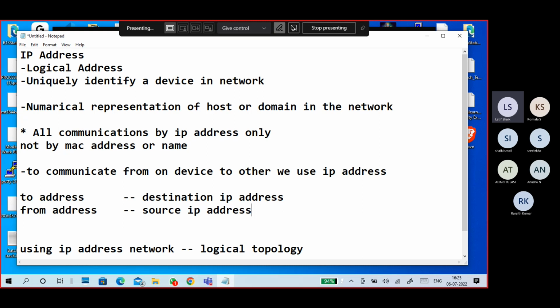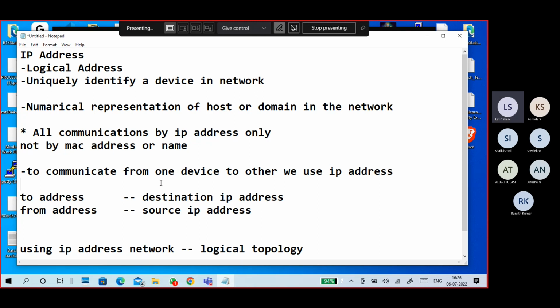Okay, so a numerical representation of a host, like you are telling, this is a particular PC's IP address or this is a particular domain's IP address. We can tell it in numerical form. All communications are by IP address only. We cannot communicate with the MAC address or a name of the computer or a domain. So we need an IP address for communication. To communicate from one device to another device, we need an IP address. Meaning, I want to talk to someone, so I need their phone number, right? If I know their phone number, I can call them.